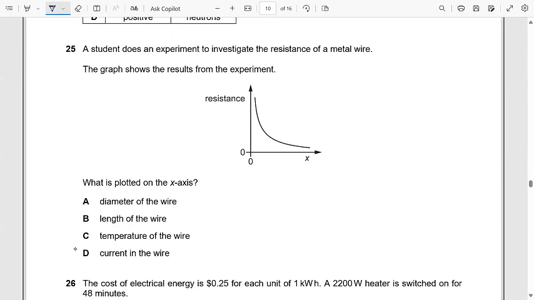A student does an experiment to investigate the resistance of a metal wire. The graph shows the results from the experiment. What is plotted on the x-axis? करंट। रेजिस्टेंस कम होता जा रहा है जब x बढ़ रहा है, एरिया बढ़ता है तो डायमीटर भी बढ़ता है, तो क्या होगा आपके पास? What's happening is you get the answer that is A.